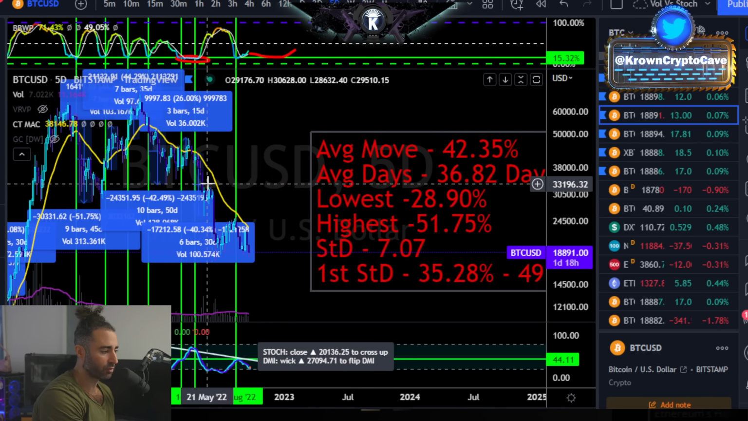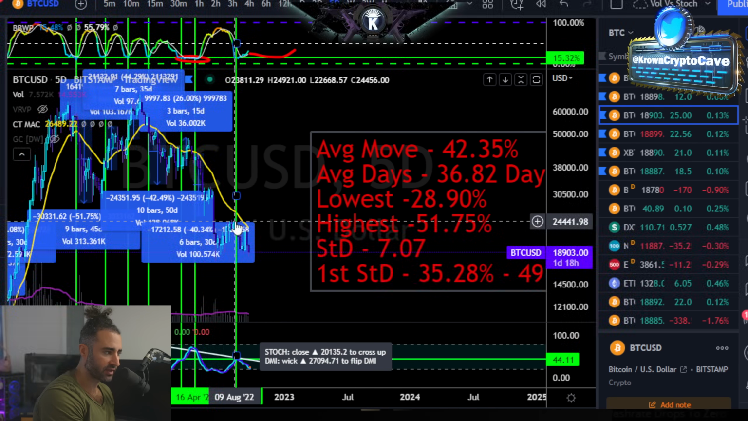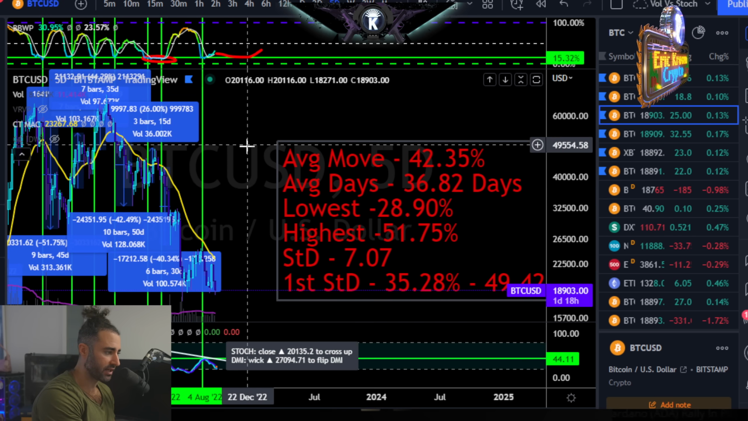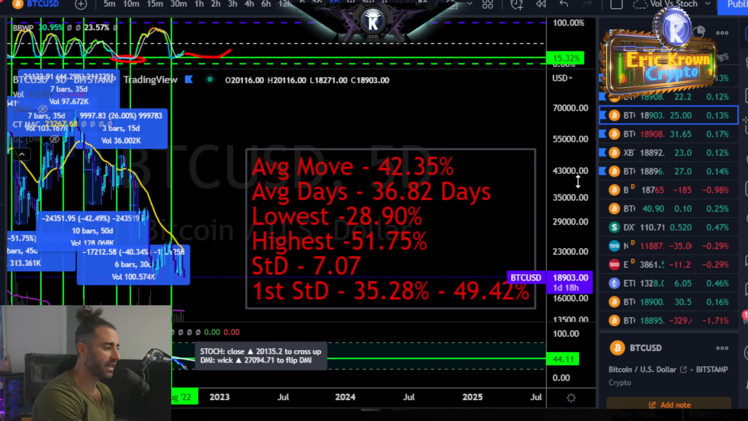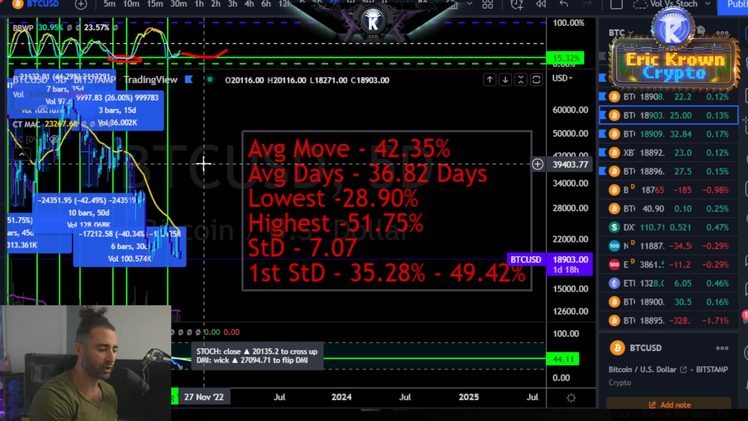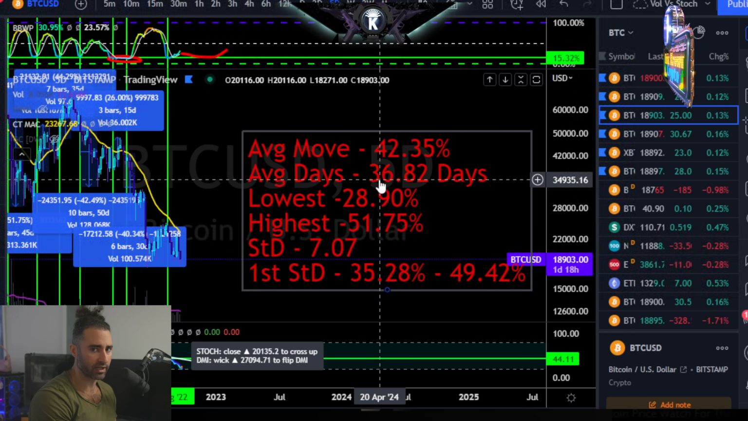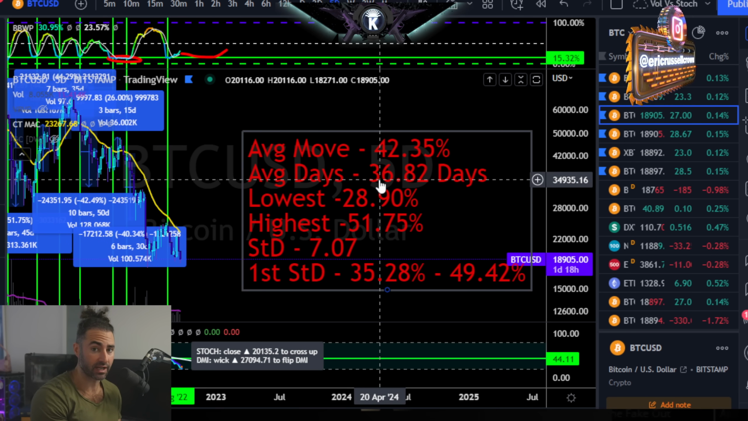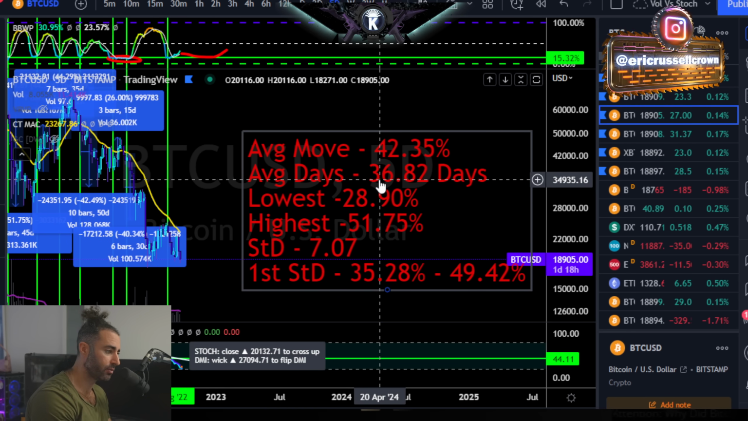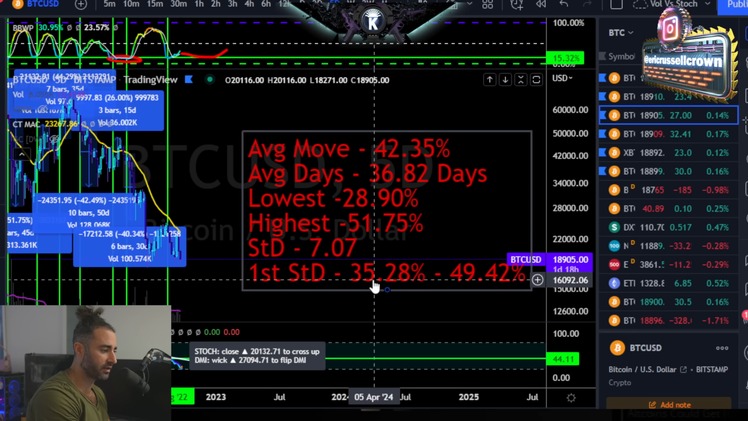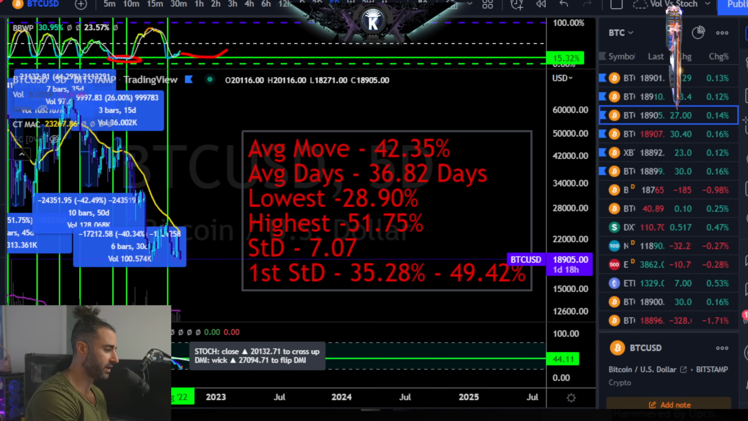Anyways, the stats on this one, if applied from where the signal was given, which was back over here, actually do line up quite well with the 2-day time frame. So in this case, the signal was given in the middle of last month. It takes an average of 37 days to play out, so that brings us to about the same time, end of September, early October. Average move from signal given is 42.5% or so. First deviation 35.25 all the way up to 49.5.